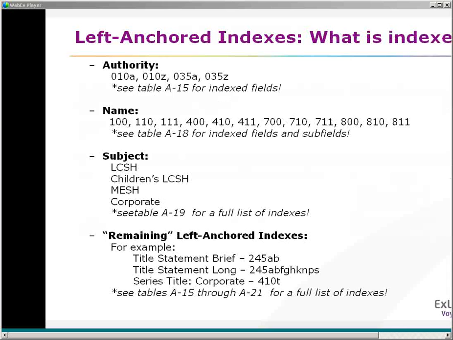What's indexed? Authority records. There are actual A-heading indexes so that you can search just the authority records. This is the only way to search an authority record by itself. You can search a name index, which is bibliographic, subject, and then there are also remaining left-anchored indexes. These are all detailed in the Systems Administration Manual, Appendix A.